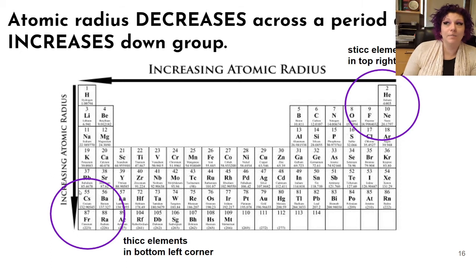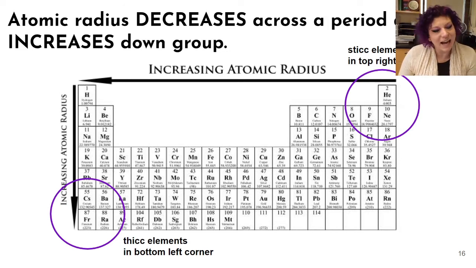Now, it might help some of y'all to remember this if you think of the thick elements being in the bottom left corner and the stick elements being in the top right corner.